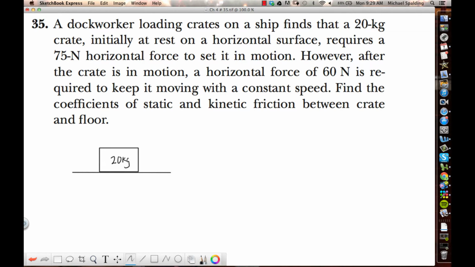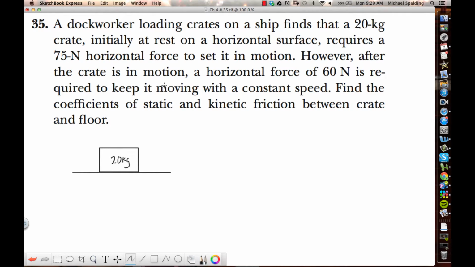Okay, 35. We got a dock worker loading crates on a ship. He's got a 20-kilogram crate initially at rest on a horizontal surface. It requires a 75 Newton horizontal force to set it in motion. So let's set up the free body diagram.